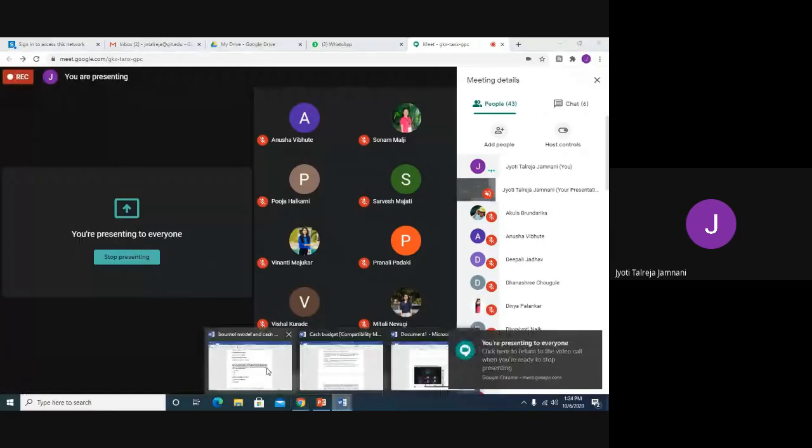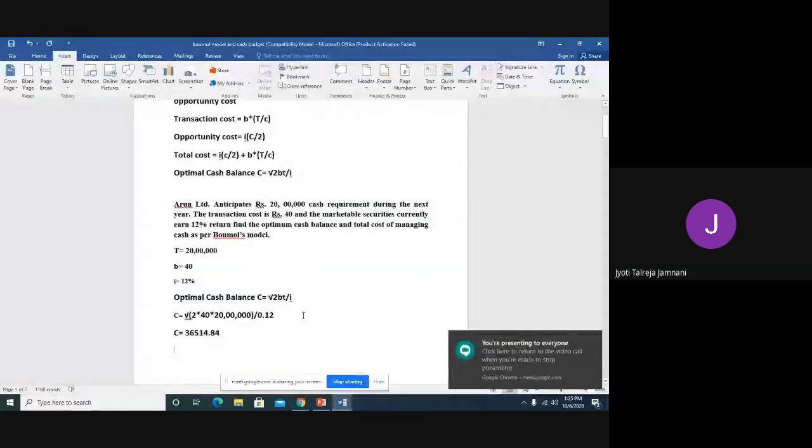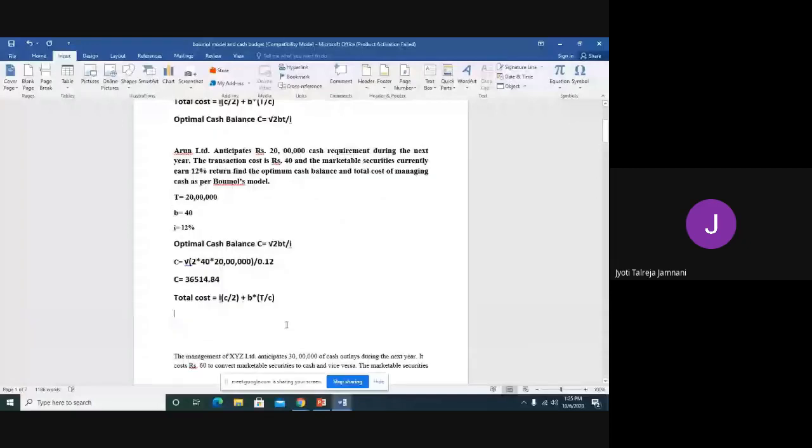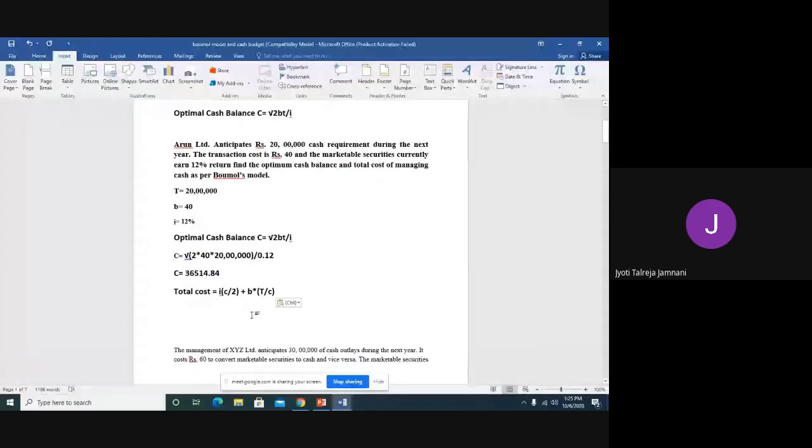So next we will find the total cost. The formula for total cost is I into C by 2 plus B into T by C. So let's put all the values in the equation.